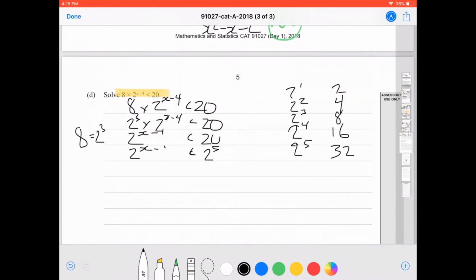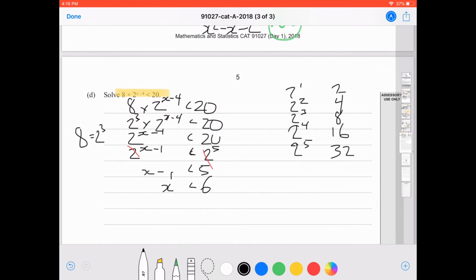Our left-hand side remains the same. Now, same principle as before, bases are the same, which means we can cancel out and just work with the powers. So x minus 1 is less than 5. Not x minus 4 anymore, is it? x minus 1. And x is less than 6.